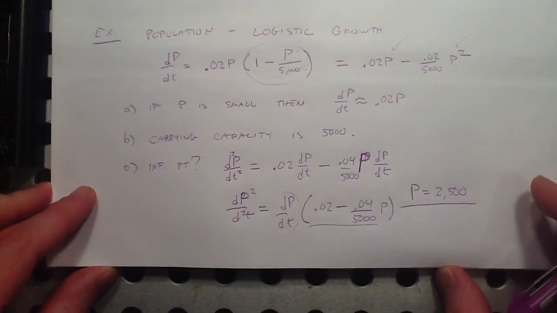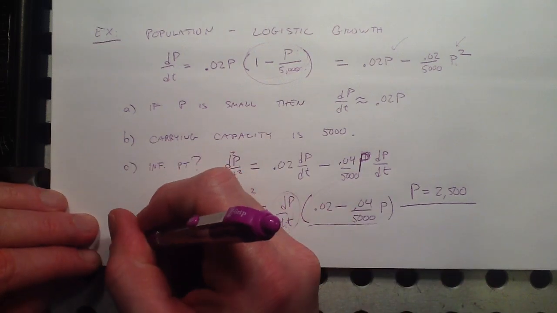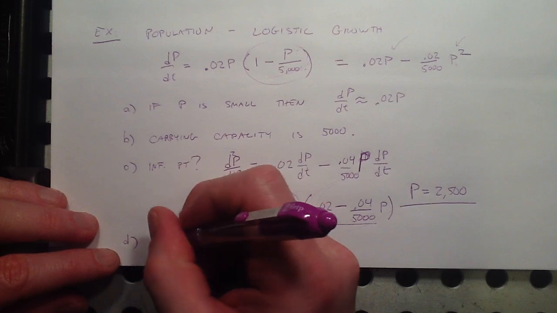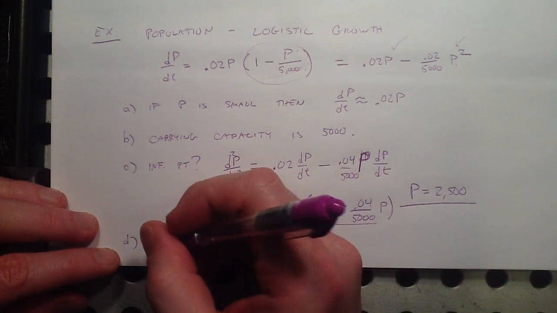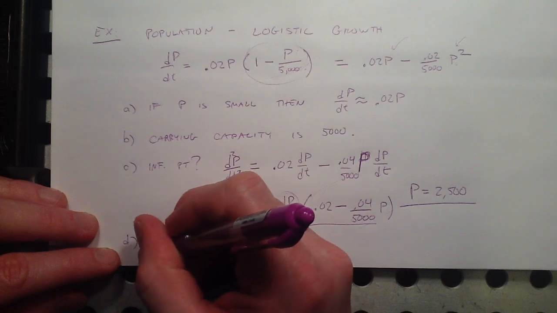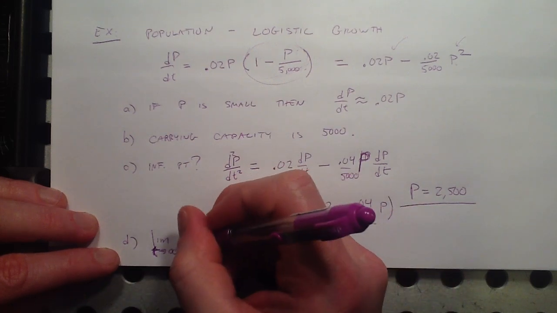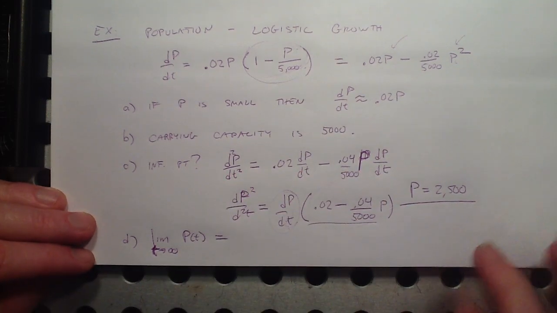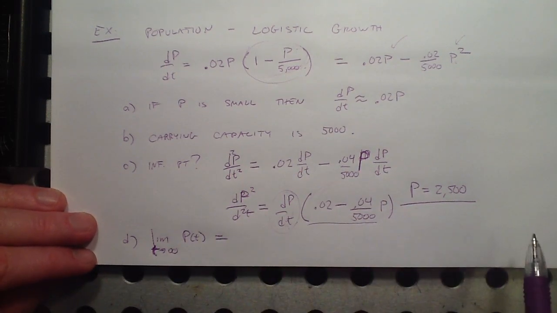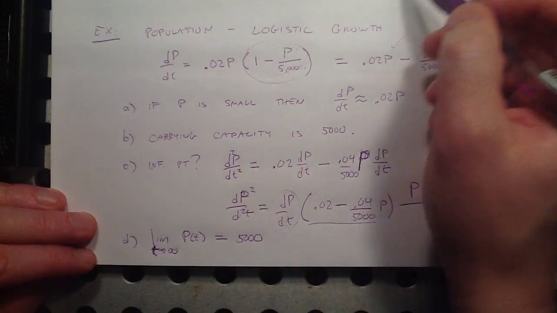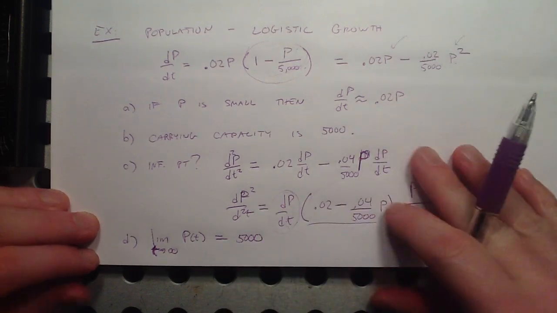And then the very last thing I'll ask is, sometimes I like to throw a limit question in here. What's the limit as time approaches infinity of p of t? As time goes on and on and on, what's the limit of the population? Well, it's just the carrying capacity, right? It's just going to get closer and closer.